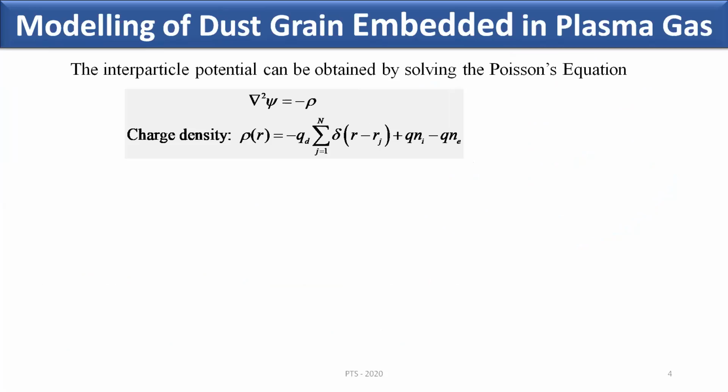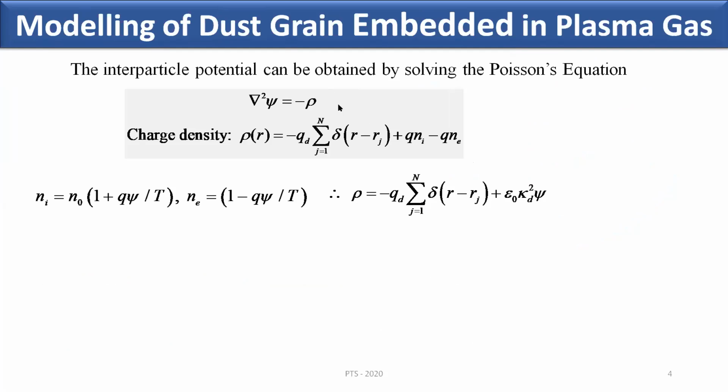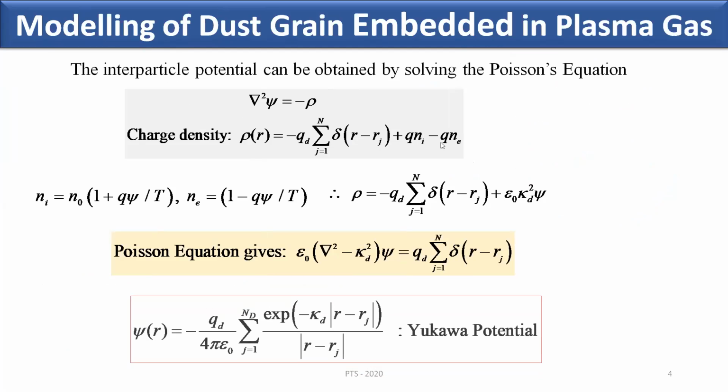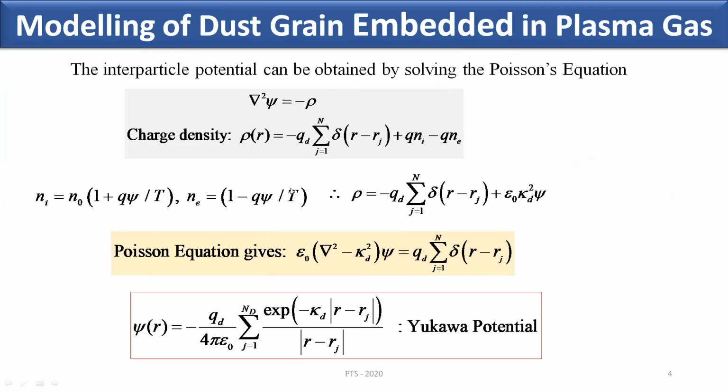As you can see, mathematically, these are the equations which give you the interaction. Here, electrons and ions are assumed to be Maxwellian, and we write the Poisson equation for the system, and we get the Yukawa potential for the dust grains.